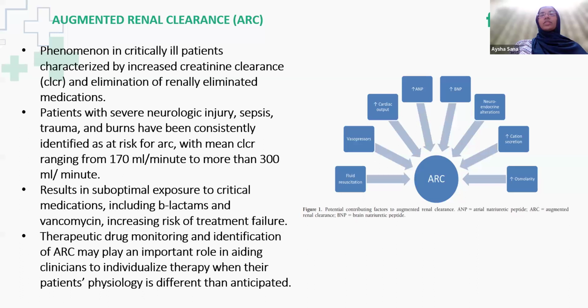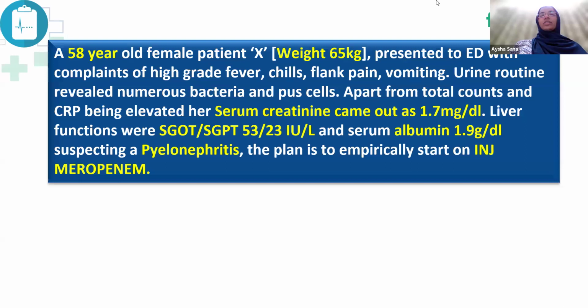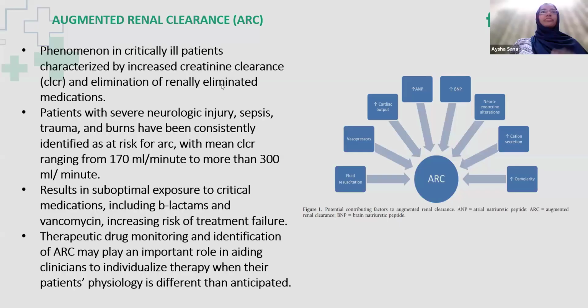Now we look into a new concept of augmented renal clearance, which has come into recent importance. Augmented renal clearance is a phenomenon in critically ill patients characterized by increased creatinine clearance and elimination of renally eliminated medications, thus decreasing clinical efficacy. Patients with severe neurological injuries, sepsis, trauma, and burns have consistently been identified at risk of ARC, with mean creatinine clearance ranging from 170 to 300 ml per minute. This results in suboptimal exposure to critical medications including beta-lactams and vancomycin, and increased risk of treatment failure.